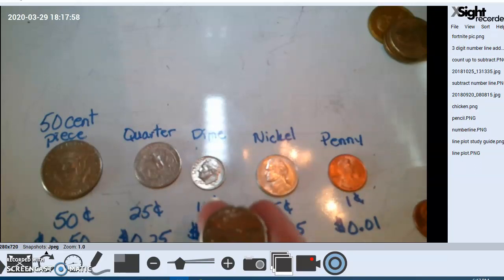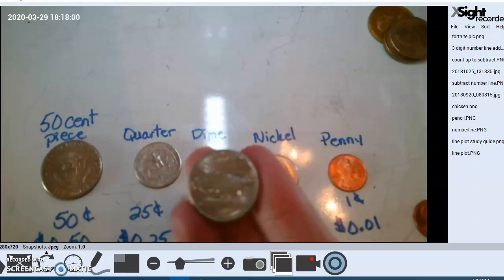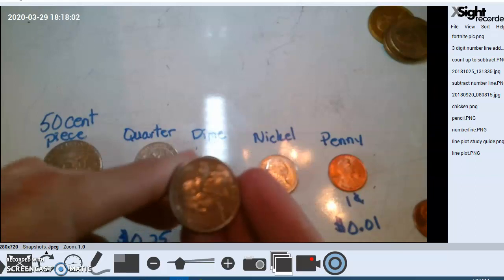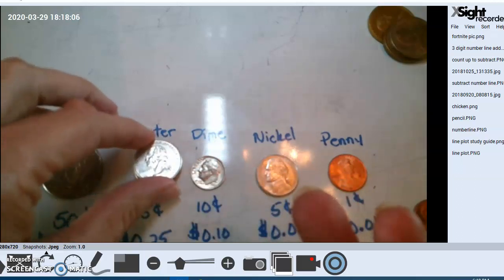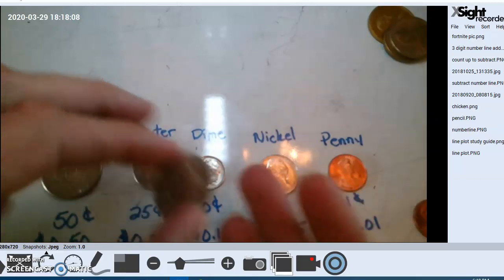This one is from North Dakota, but that's still a quarter. And the way I know it's a quarter is I can look at the head side, also by size. The size is always going to be the same.